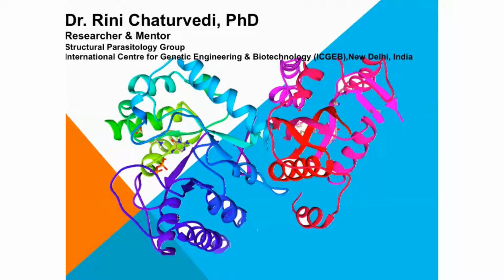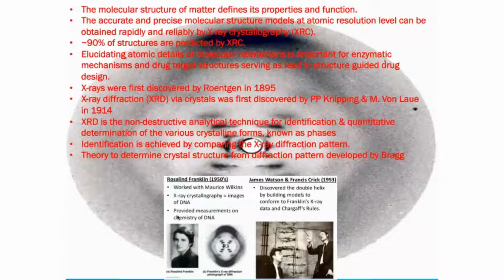So today I'll be talking mostly about protein and protein visualization tools like Chimera and PyMOL. And before that, a brief introduction about proteins and X-ray crystallography. So we know that X-rays were discovered by Roentgen in 1895. But X-ray diffraction via crystals was first discovered by Knipping and Laue in 1914.